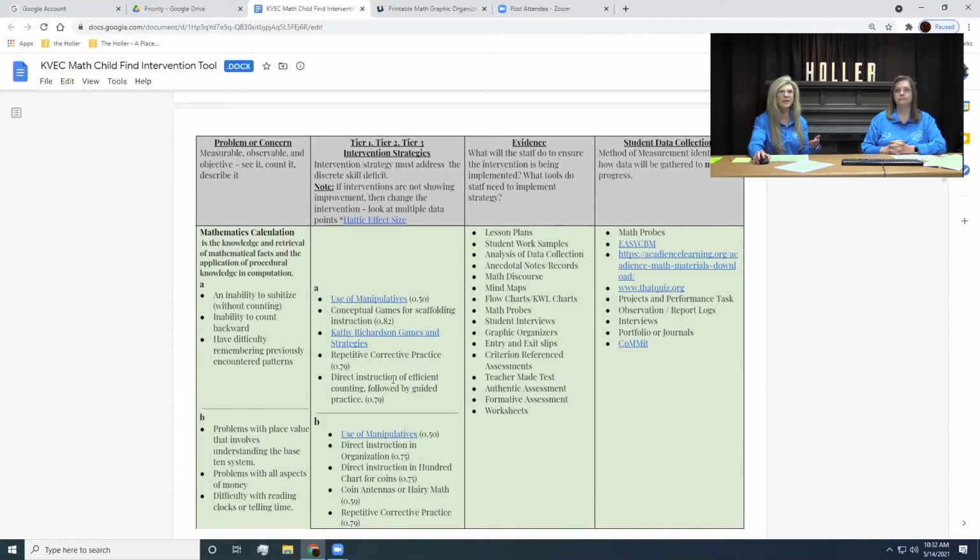Once you provide that intervention, you can document it in your lesson plans. It can be documented with anecdotal notes or records. Document that you provided that service for that child, and of course, always monitor that progress.